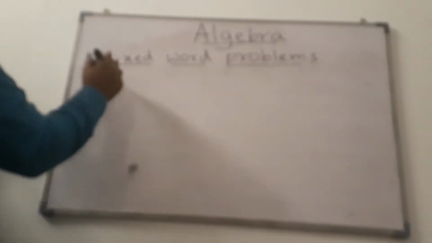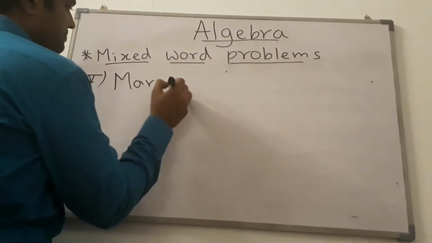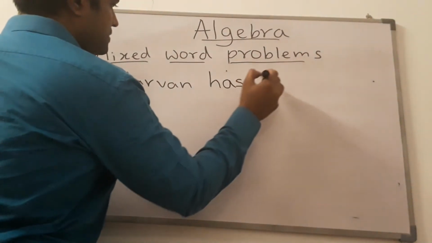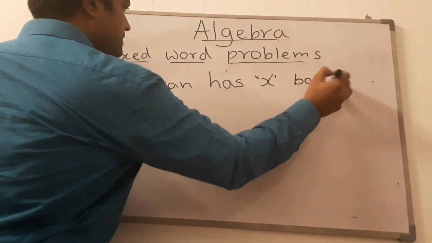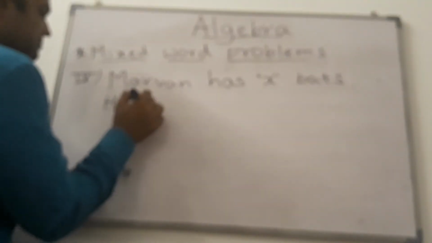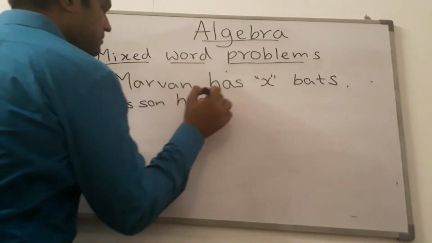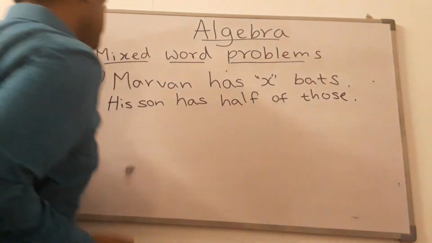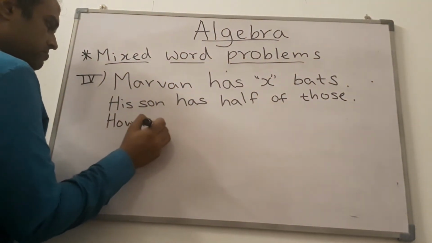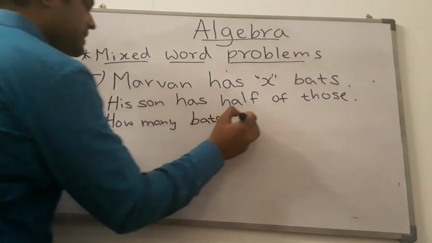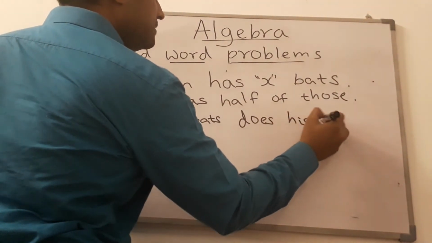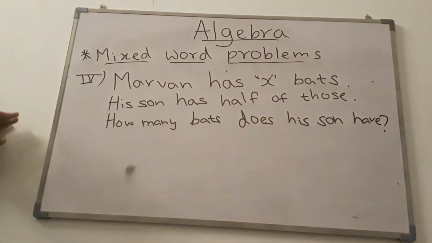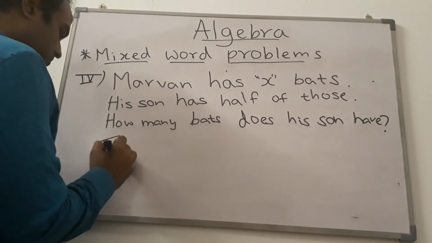Fourth sum. Marwan has x beds. His son has half of that. How many beds does his son have?